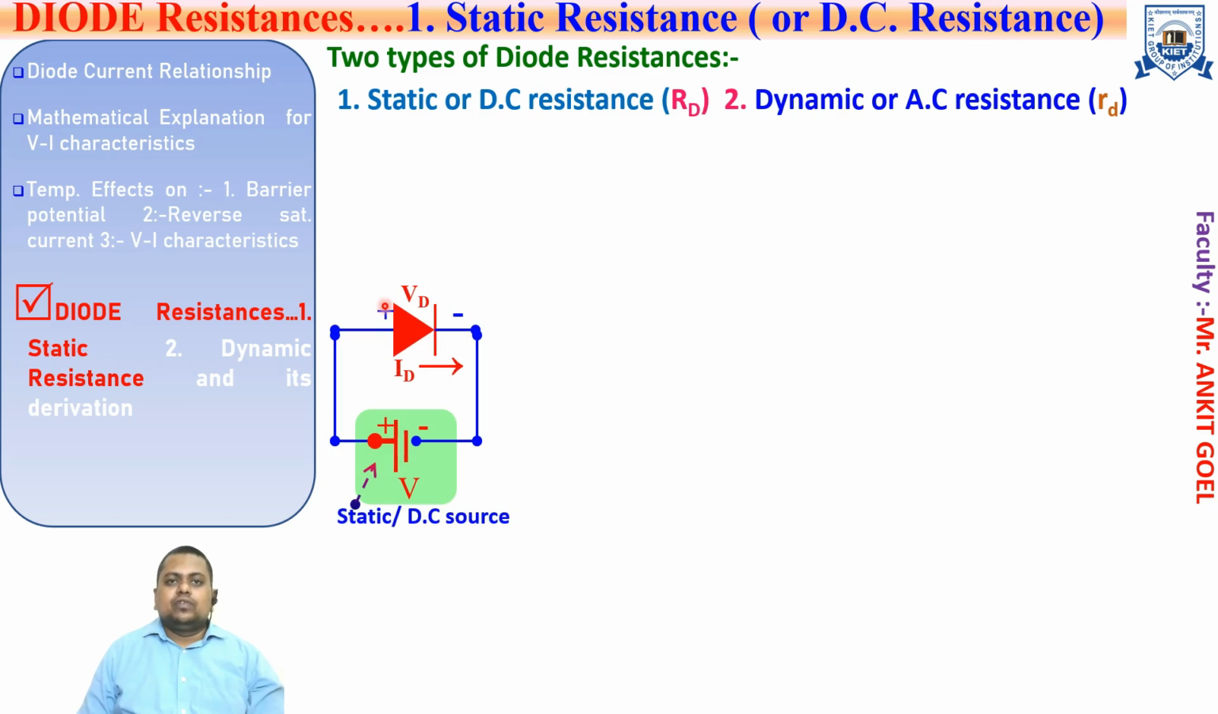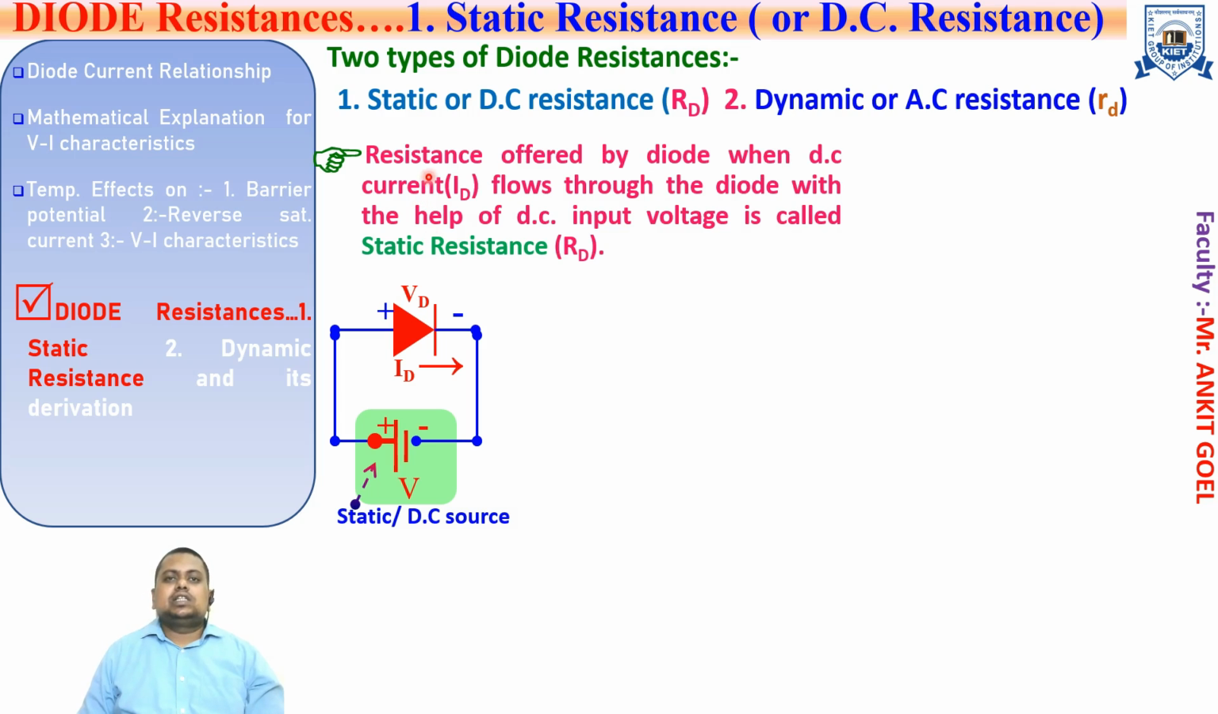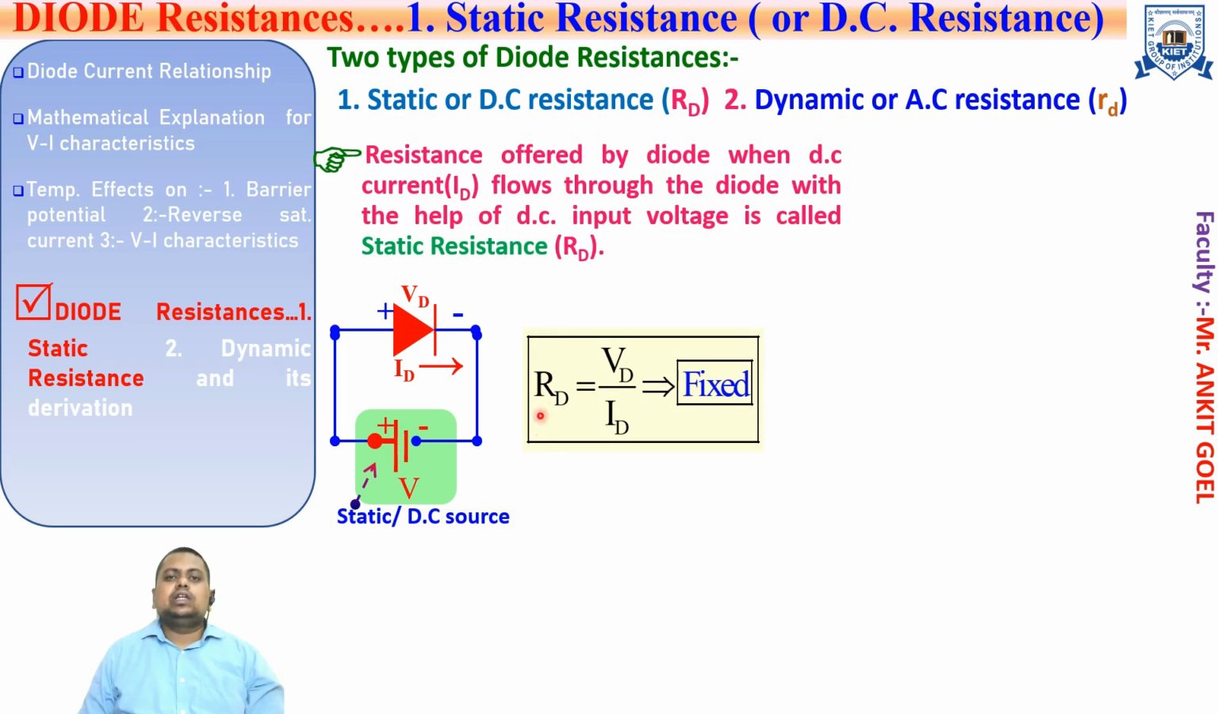So this is the diode, which is connected with a static DC voltage source. This static DC voltage source is responsible for establishing the constant voltage and current across this diode. As soon as this DC source is connected to this network, the voltage and current across the diode are not going to change. So the resistance offered in this situation is called the static resistance. It is the resistance offered by the diode when the DC current flows through the diode with the help of the DC input voltage. This is the simple expression for the static resistance: the ratio of the voltage across the diode to the current flowing through the diode.